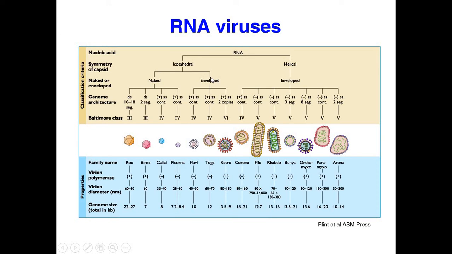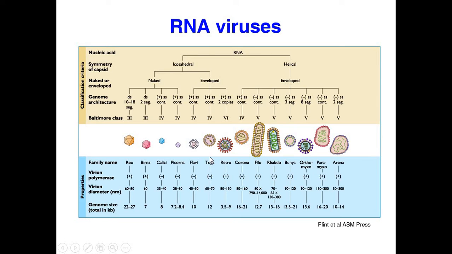The other group is enveloped viruses with icosahedral shape, and they are also positive sense single-stranded RNA viruses, which are present in group 4. All are positive sense single-stranded RNA viruses with single copies of positive sense RNA. Positive sense single-stranded RNA viruses with double copies mean diploids. The examples are flaviviruses. This virus doesn't have any kind of polymerase enzyme. The size of this virus is 40 to 50 nanometer, and the genome size is 10 kilobase pair.